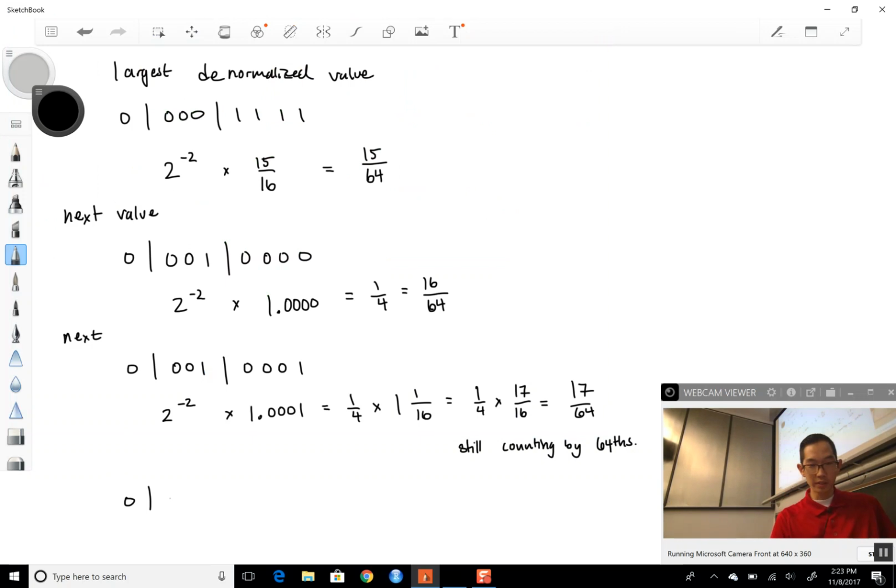and I know this is getting tedious here, but we got 0, 0, 1, and then I go 1, 1, 1, 1. Here I have 2 to the negative 2 times 1.1111. So I have 1/4 times 1 and 15/16, so 31/16. And I have 31/64. This is where I am at this point. Okay.